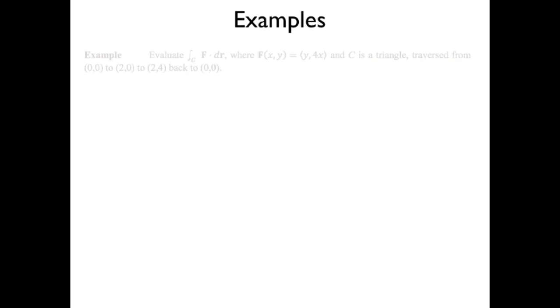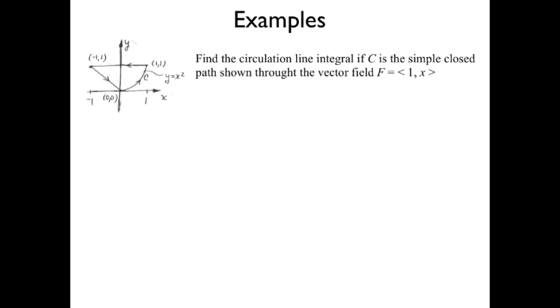So what about this? Here's a member from your review sheet for exam 3. You guys found the circulation, right? Around the simple closed path shown, up the parabola, cross the line, down the diagonal, back to 0. All right, so I want you to find that circulation line integral now using Green's theorem.